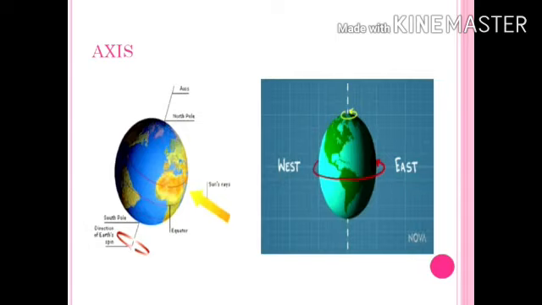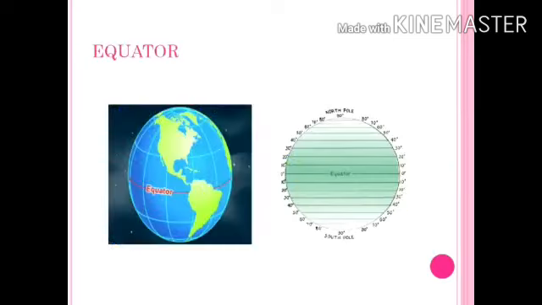The globe can be moved around this needle from west to east, just as the earth moves, but the real earth has no such needle. It moves around its axis, which is an imaginary line. The earth's spinning axis is called the axis. Equator is an imaginary line drawn around the earth. The equator divides the earth into two equal parts. One is the northern hemisphere and another one is the southern hemisphere.